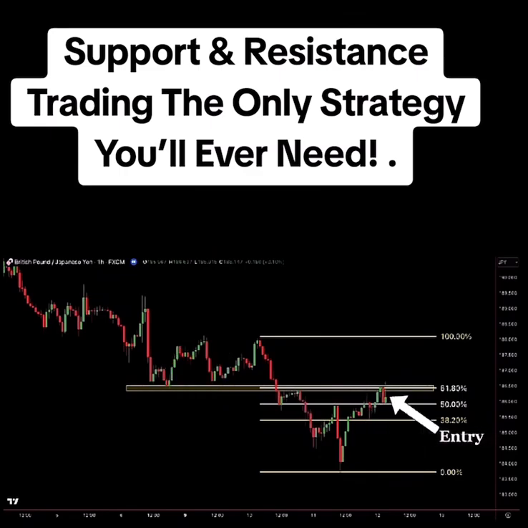Entry: after the formation of the pin bar candlestick. Stop loss: placed a few pips above the resistance level. Take profit: set at the next major support zone.